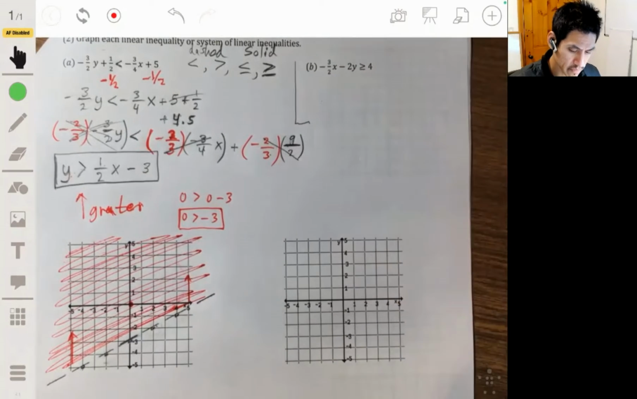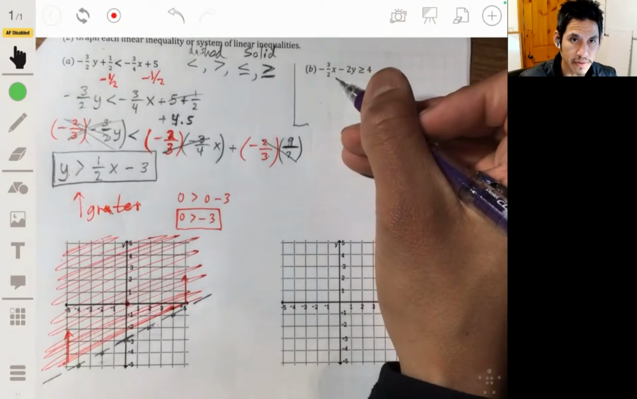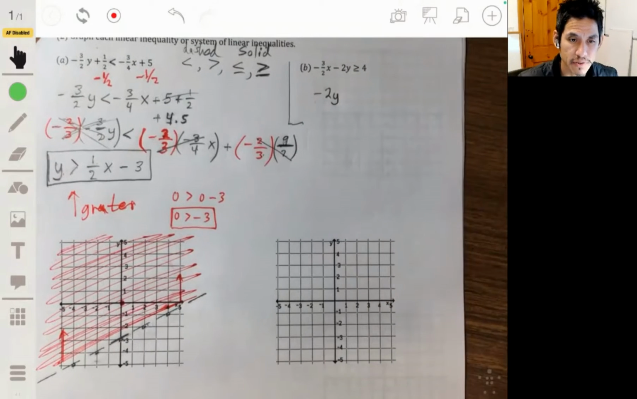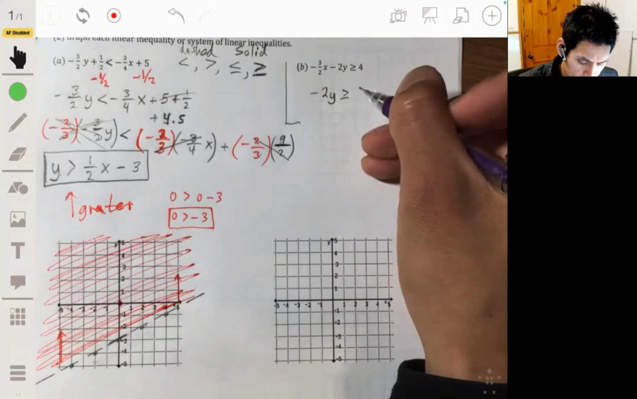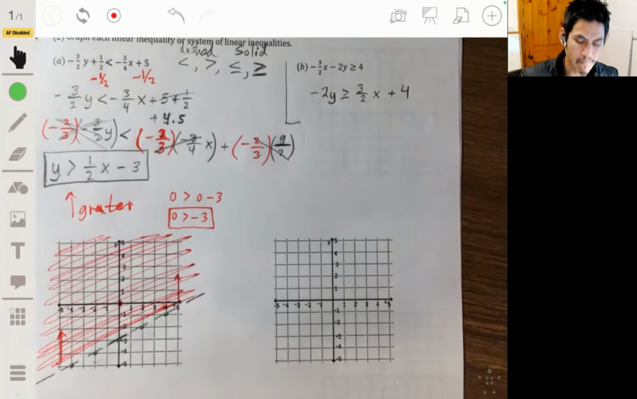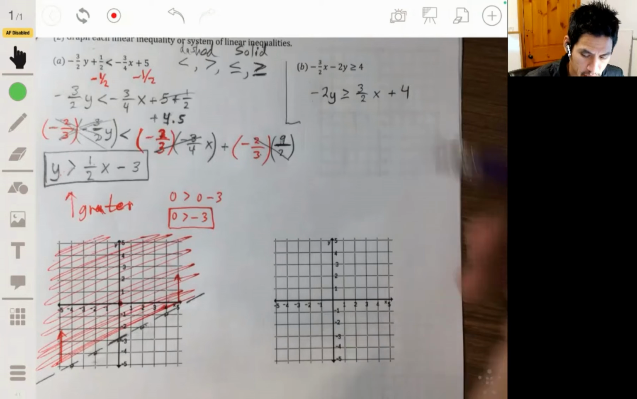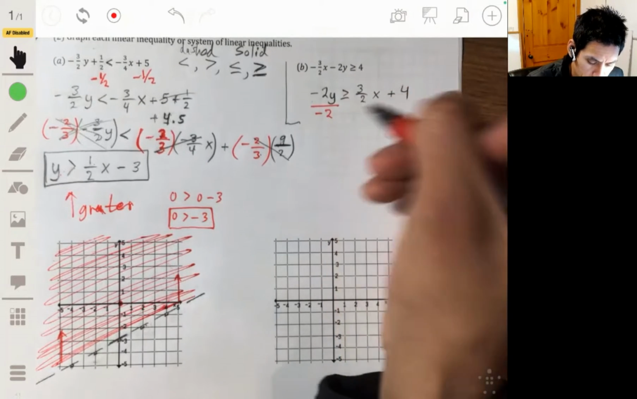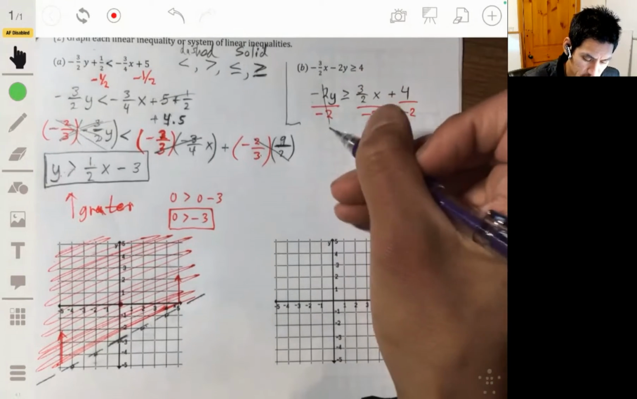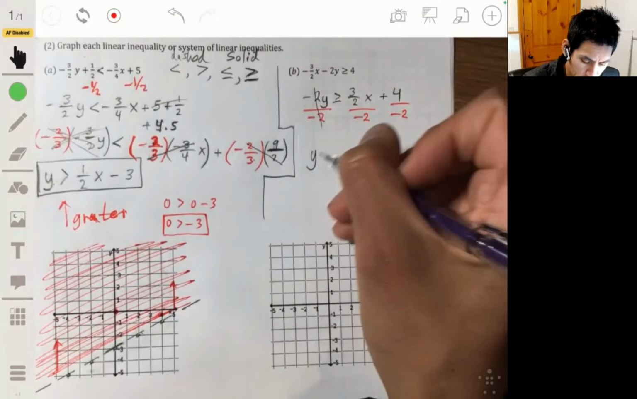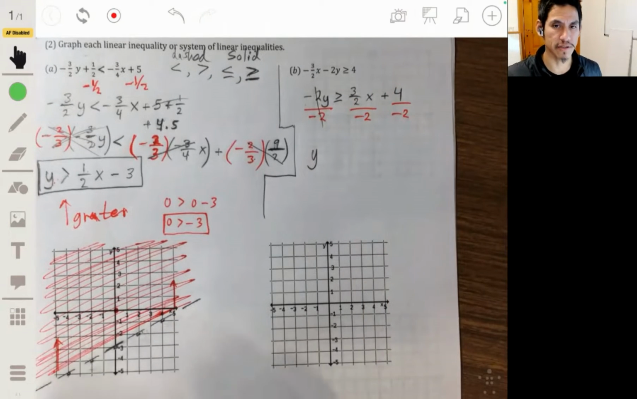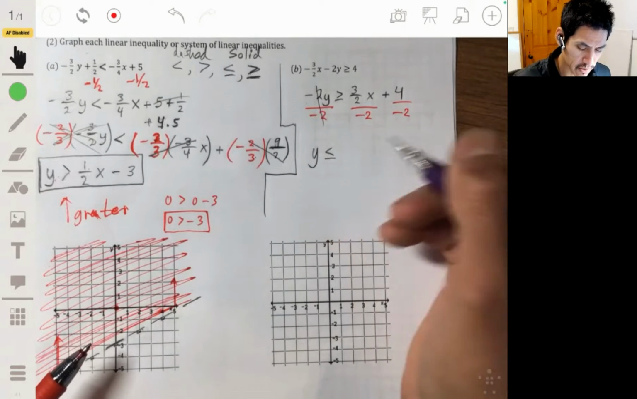All right, one more of these guys. Let's start off by adding 3/2 x to each side. So we get negative 2y is greater than or equal to positive 3/2 x plus 4. And here we're going to divide everything by -2. These -2's cancel. Y, this switches because we're dividing by a negative number. When you multiply or divide by a negative number, remember in inequalities, you've got to switch the direction. So we got y is less than or equal to.